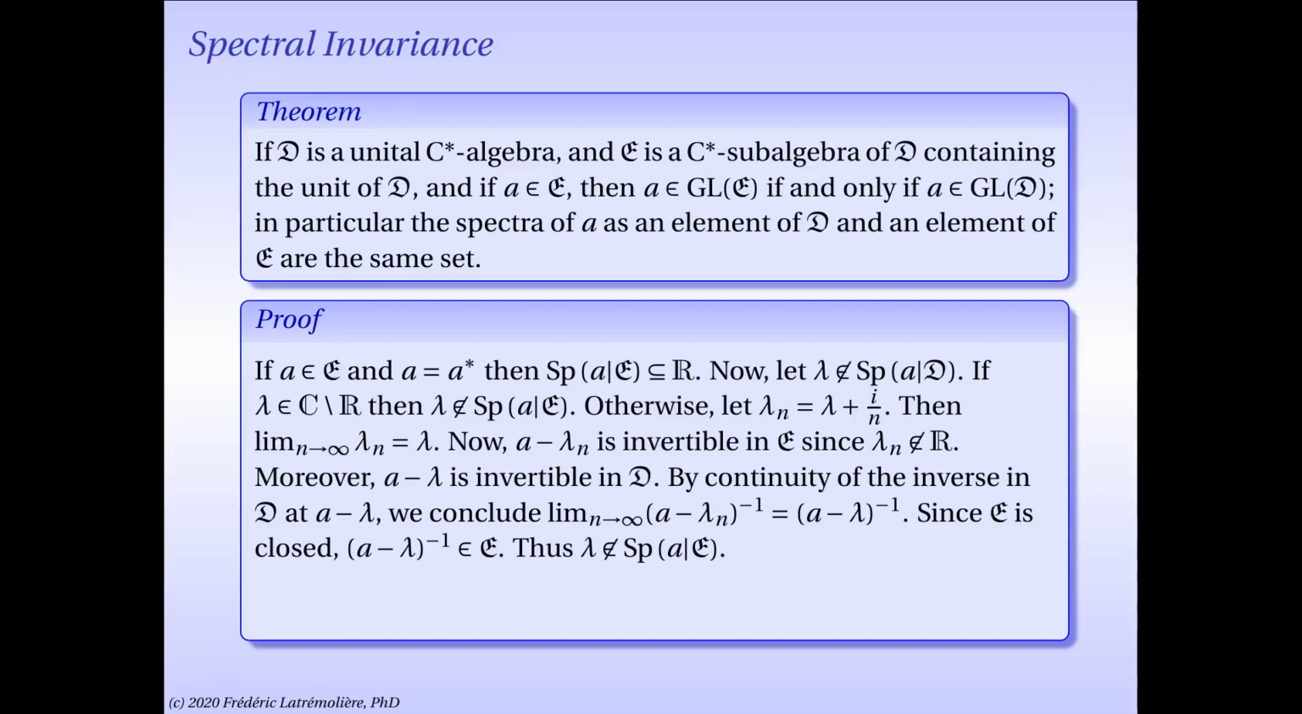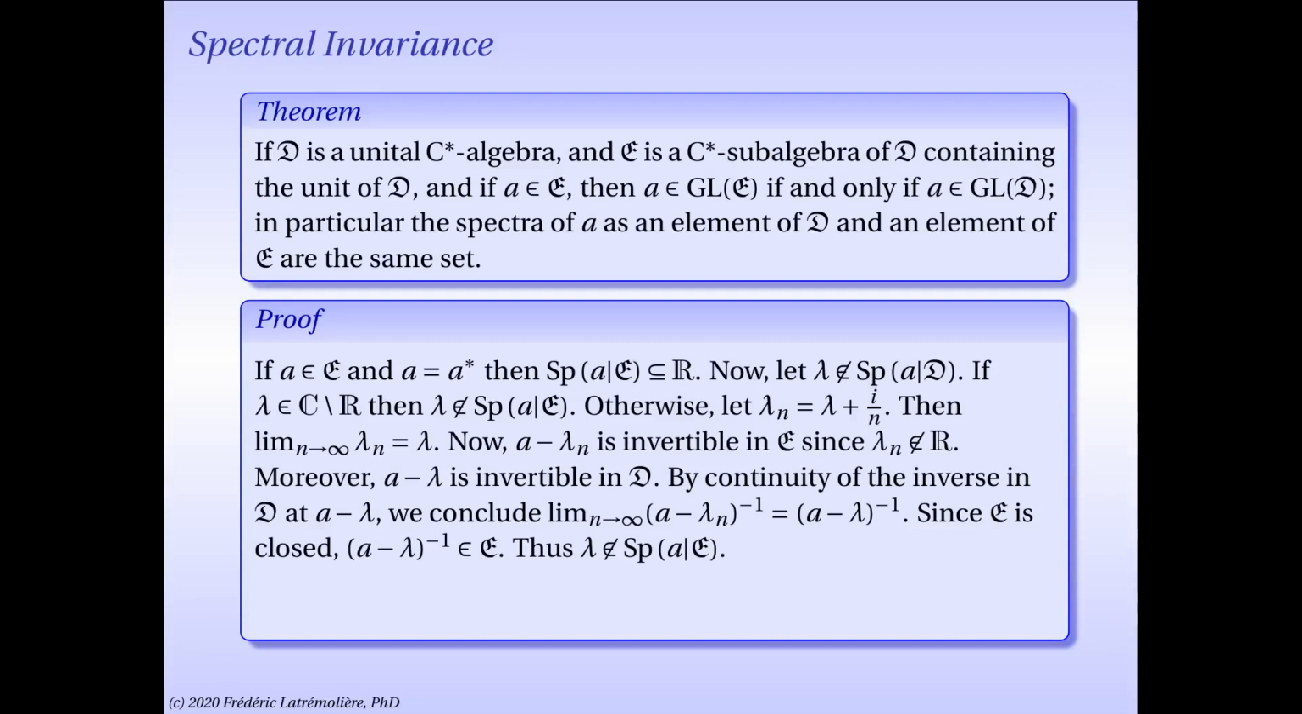First of all, note that if lambda is a complex number that's not a real number, then it cannot be in the spectrum of A computed in E, since that's a subset of the real numbers. So we have that done already. We're left with the case where lambda is in fact a real number. And then I'm going to define lambda_n as lambda plus i over n for any natural number n. Note that because lambda is a real number, lambda_n is a complex number that's not a real number.